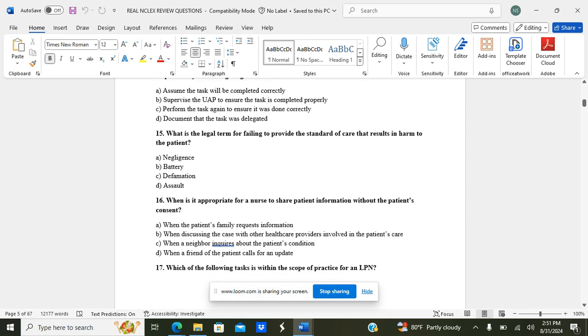What is the legal term for failing to provide the standard of care that results in harm to the patient? What do we call it when a doctor fails to do his or her job, or a nurse? Okay, let's see. A, negligence. I believe you used to hear this term, negligence. I believe this is the choice.